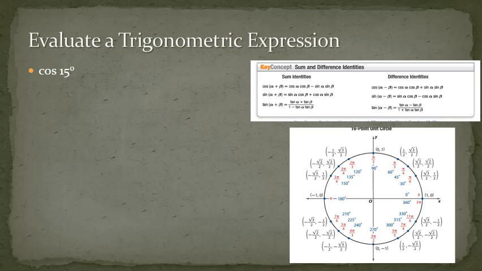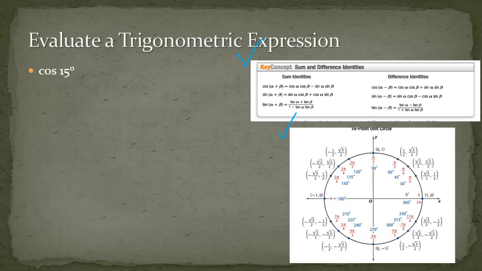To evaluate a trigonometric expression. Now, let's get some things here. Here we've got our key concepts, where we're showing what our formulas are for sum and difference identities. And of course, here we've got our unit circle, which we're going to need to make reference to as we go through this. So let's look at our first problem. We're asked to evaluate the cosine of 15 degrees.